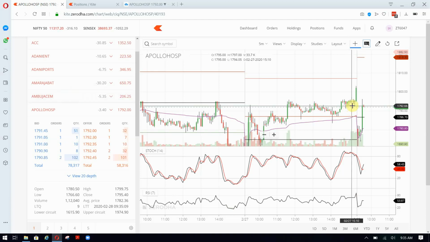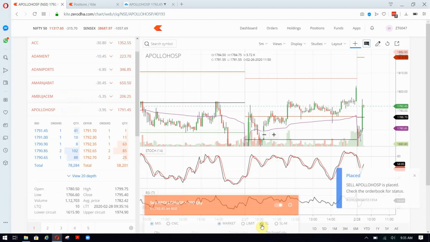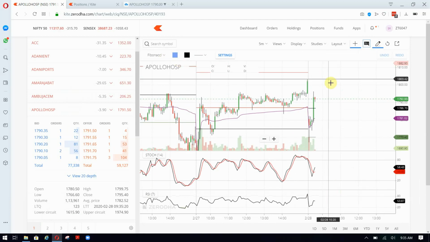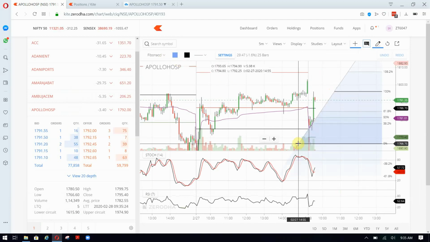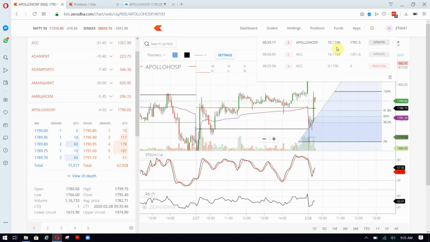So it might take a support resistance here. So let me short 100 at market price. So it is executed. Let me just take a Fibonacci, and it has a potential to come up to 1985, the 61 percentage. Okay, so I am going to keep the exit price at 1786. So let us see, the executed price is at 1791.